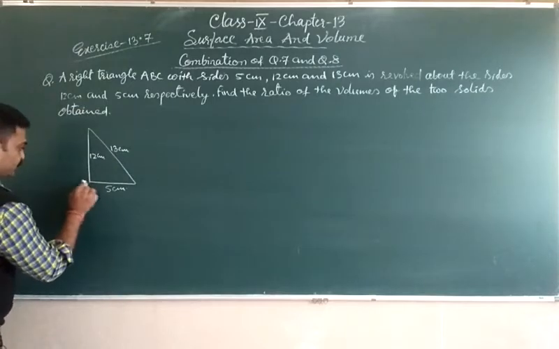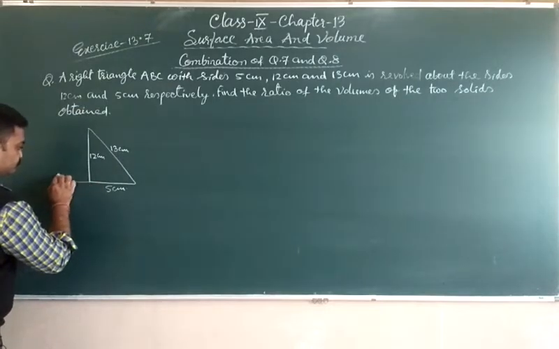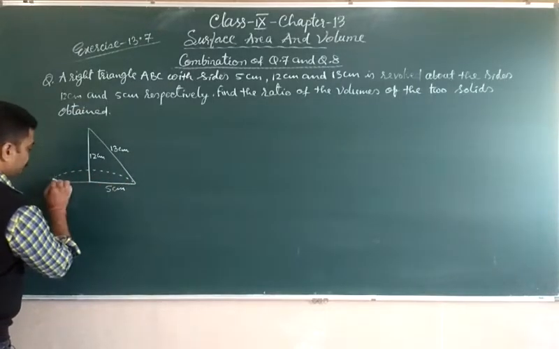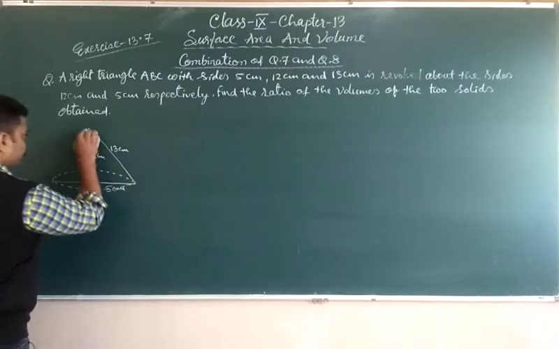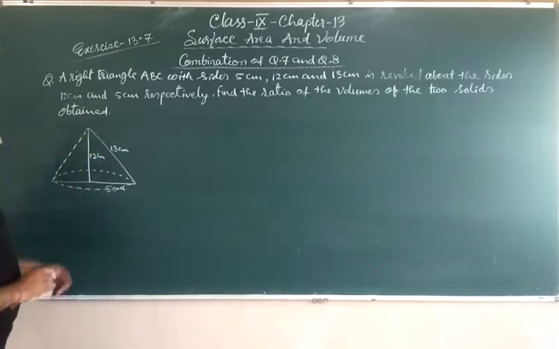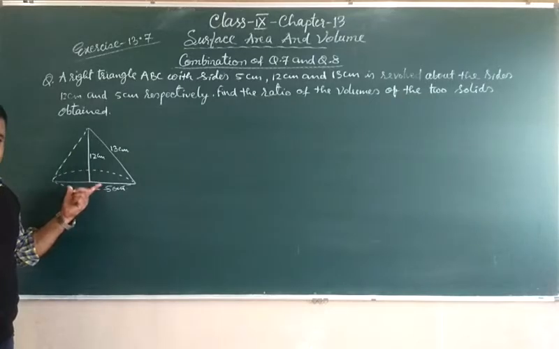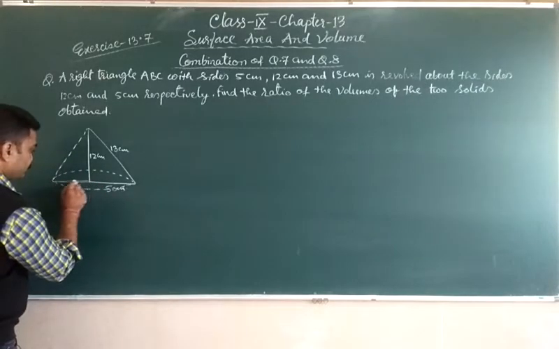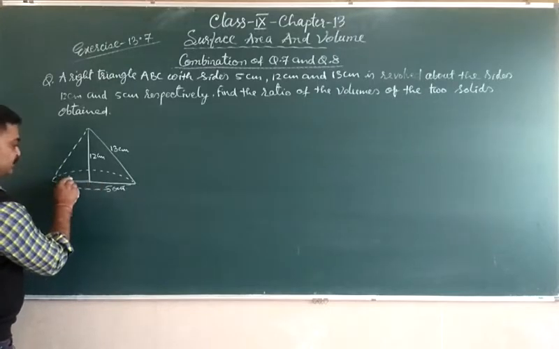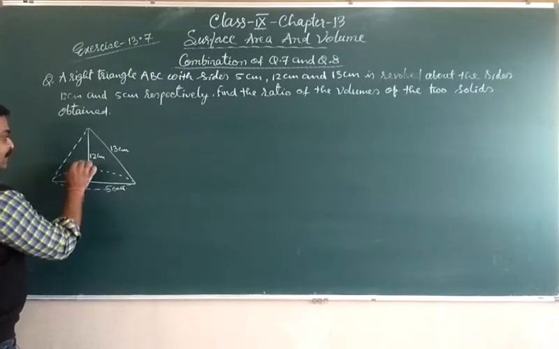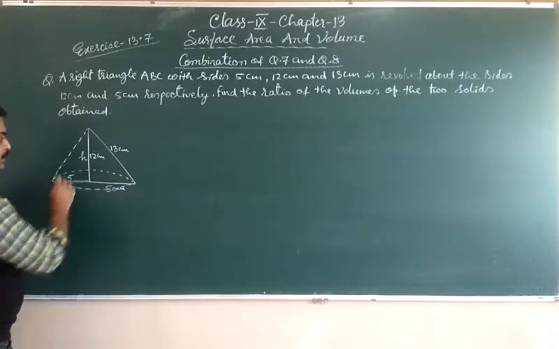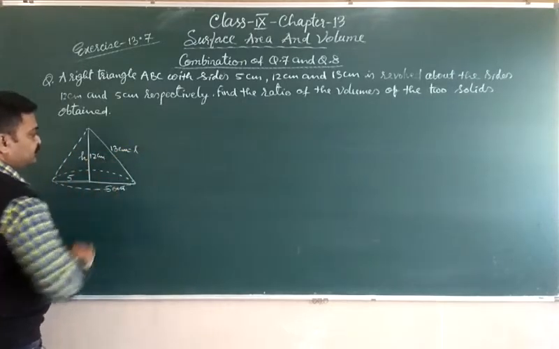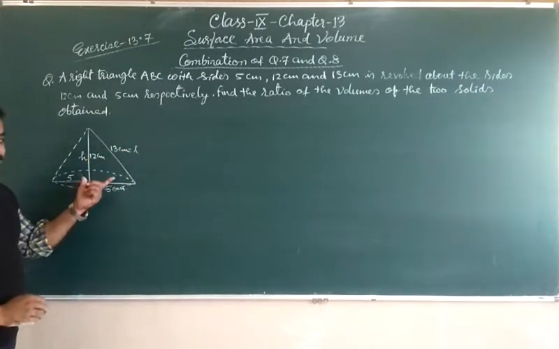you will see that it becomes like this, isn't it? That means this is the radius 5 centimeter and it is height 12 centimeter and this is the slant height 13 centimeter in this case.